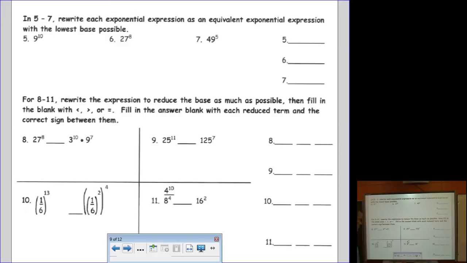All right, now we start writing numbers with a lower base. So number 5, I can take the 9 and rewrite it as 3 squared. But of course, the exponent needs to come along with it. So I then get 3 squared to the 10th power, which can be rewritten, using the power to a power, I multiply them together, as 3 to the 20th.